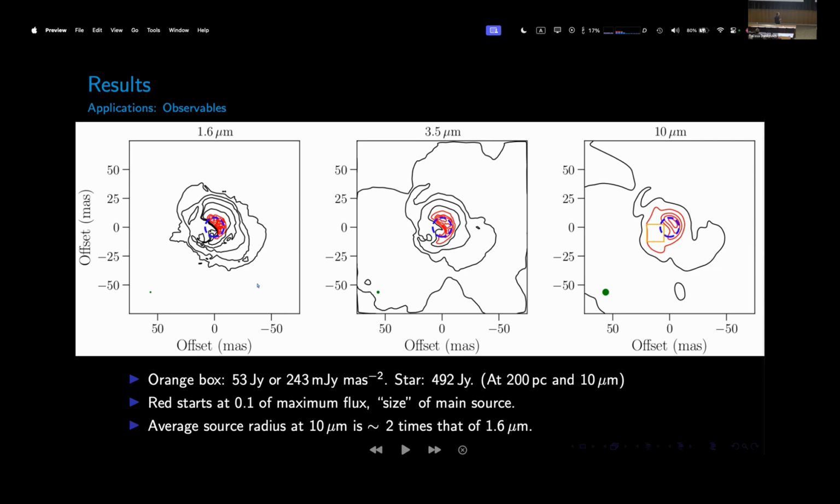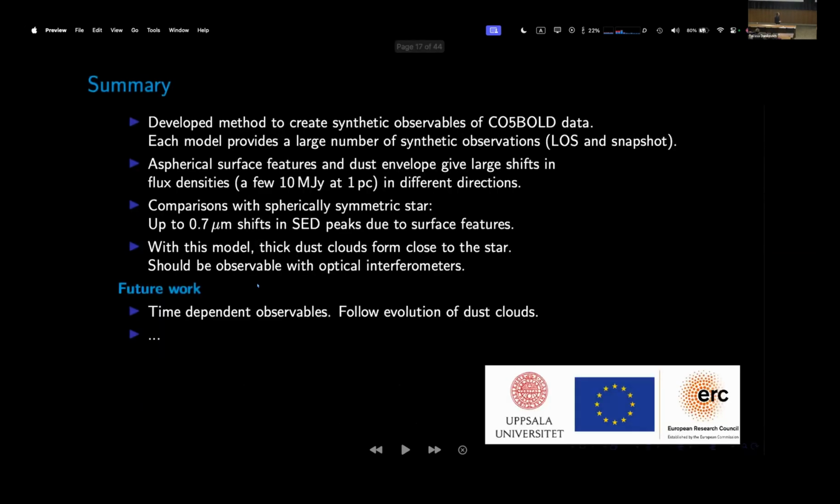So as a final thing, I will do a short detour to my summary, which is not really finished here, because I have some more things to show in the end here. But like I said, I've developed a method to create synthetic observables from our cobalt data.